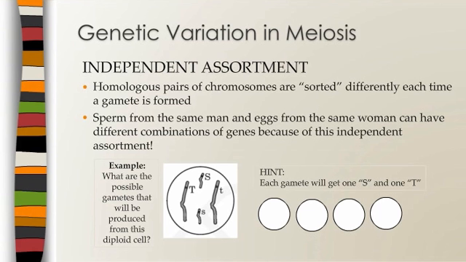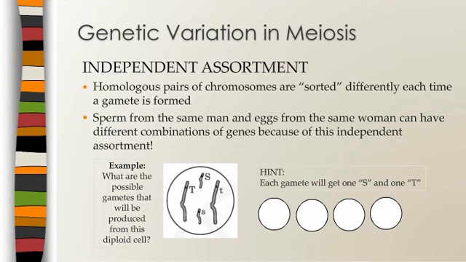Humans have 46 chromosomes, but they occur in homologous pairs. The prefix homo means same, so there are 23 pairs, 2 of each kind, and they line up in a different way every time the process of meiosis is occurring, so each of the gametes is a little different from each other. Sperm from the same man and eggs from the same woman can have different combinations of genes because of this independent assortment. So let's look at an example of a parent cell.